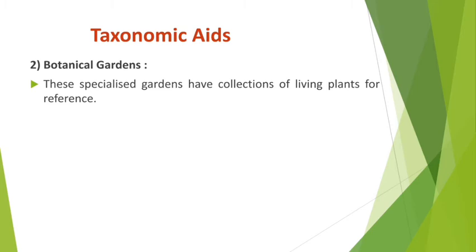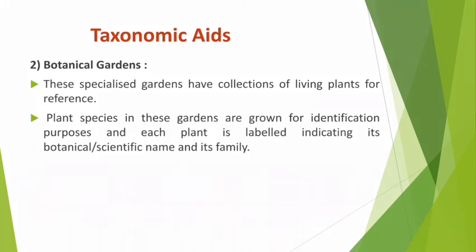This specialized garden has a collection of living plants for reference. Here in a botanical garden, we keep living plant species, and these gardens are grown for identification purposes. Each plant is labeled indicating its botanical or scientific name and its family. If you visit any botanical garden, and see a tree or any plant, you will find that the botanical and scientific name is written and the family name is also written.